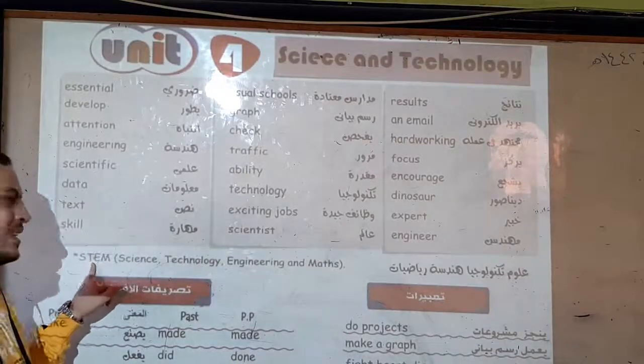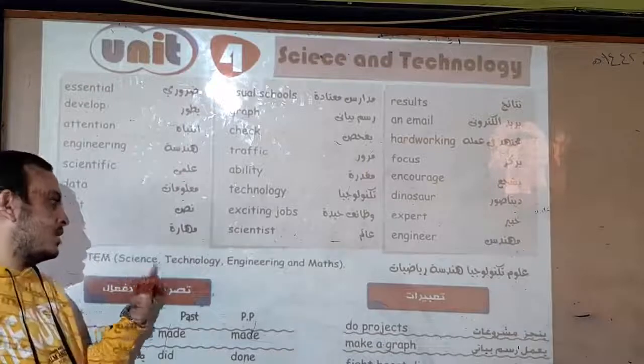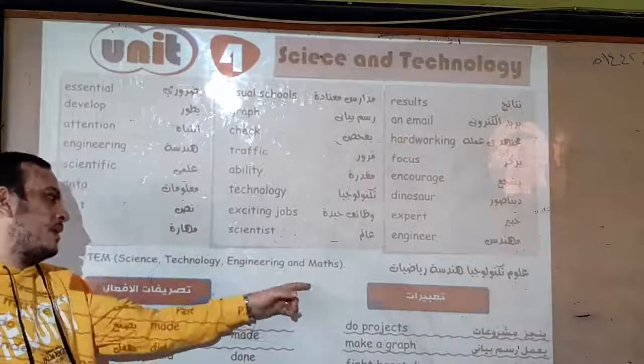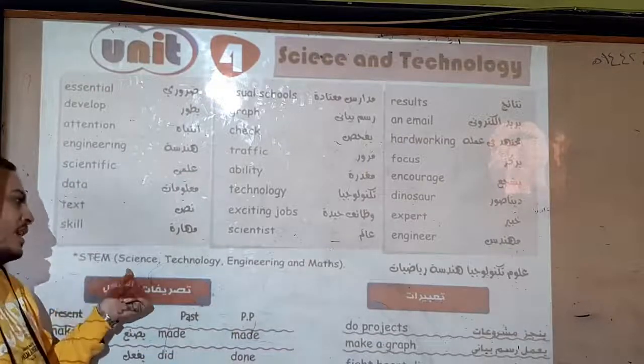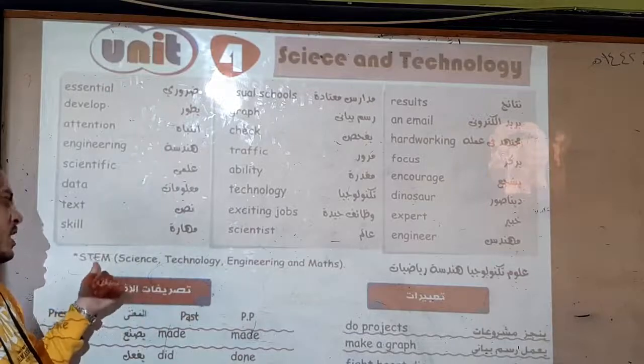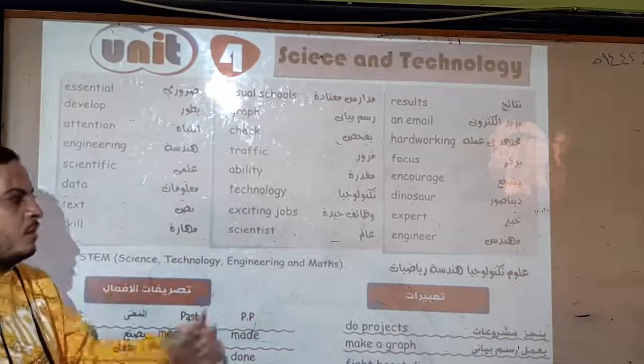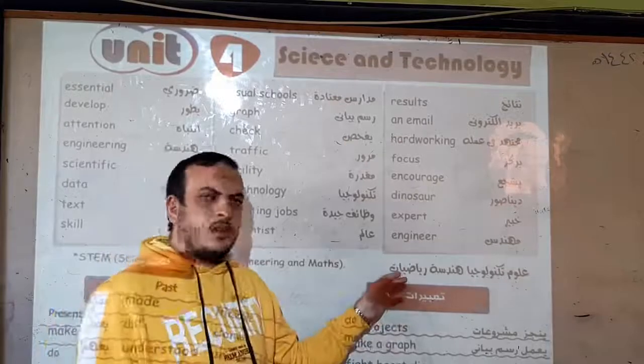STEM. في عندنا بعض اسمه STEM schools: science, technology, engineering, and math. طبعا STEM, S for science, T for technology, E for engineering, M for math. علوم تكنولوجيا هندسه ورياضيات دي على الترتيب.